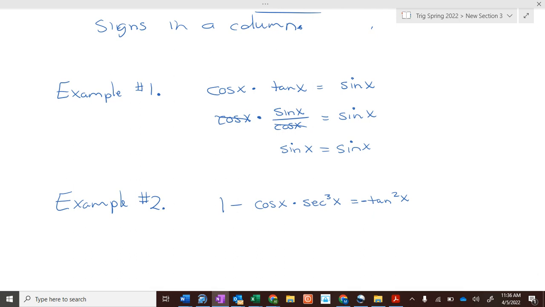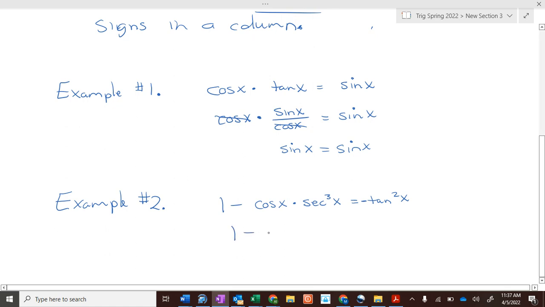There we go. 1 minus cosine of x secant cubed of x equals negative tangent squared of x. You need to prove this identity. It's like a geometry proof, going in columns, but you don't have to write the reasons to the side. What do you think my first step should be? I can only change the left side, not the right side. Write secant as what? 1 over cosine. So it'll be 1 over cosine cubed of x.